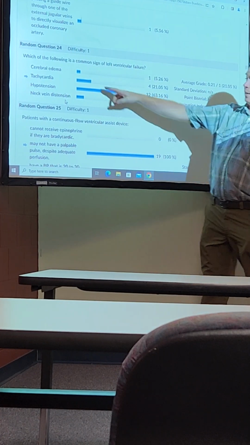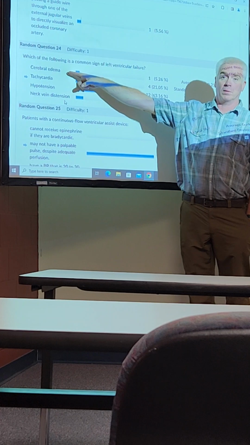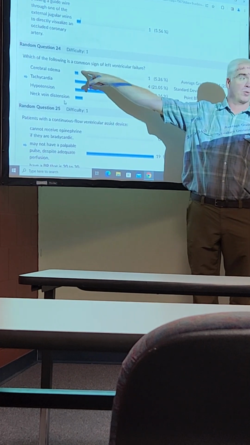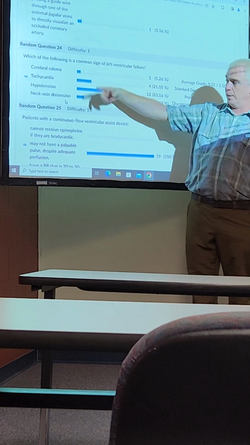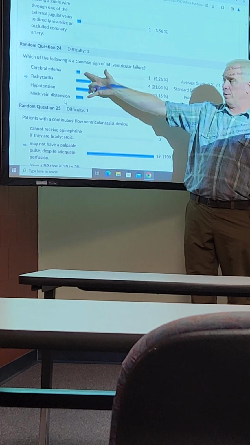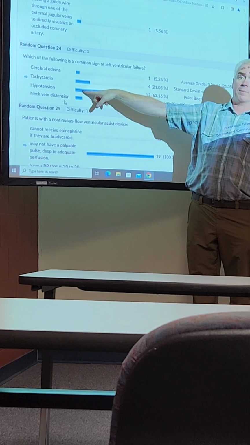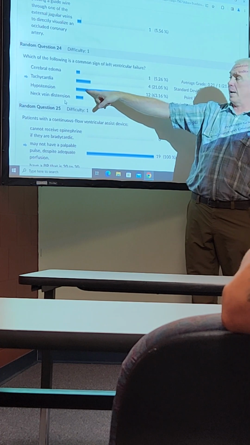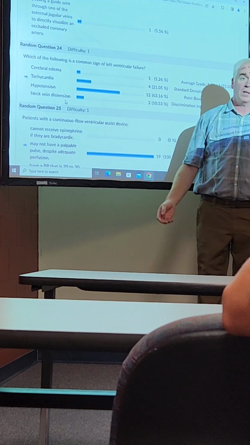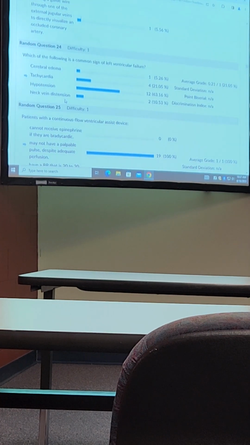Which of the following is a common sign of left heart failure? Tachycardia, right? Definitely not cerebral edema, okay? Because with left heart failure, the blood backs up to the lungs, not the body. Not JVD for the same reason. Those would be right heart failure, right? You're not getting hypotension. You actually get hypertension with left ventricular heart failure, congestive heart failure. Pulmonary edema, you usually get hypotension. So tachycardia.